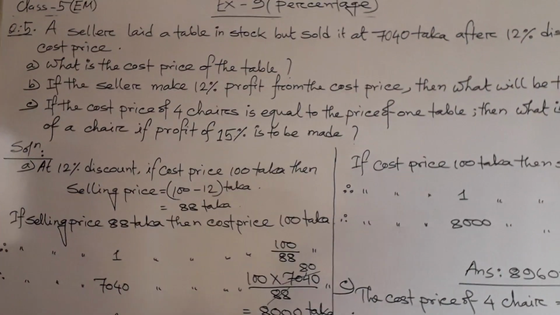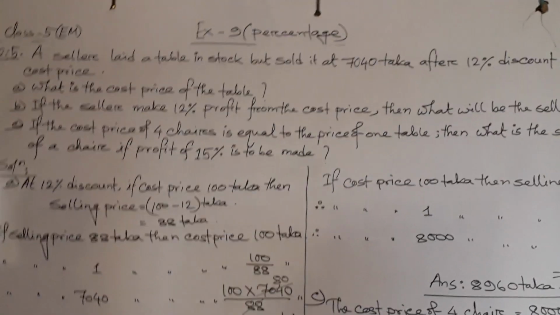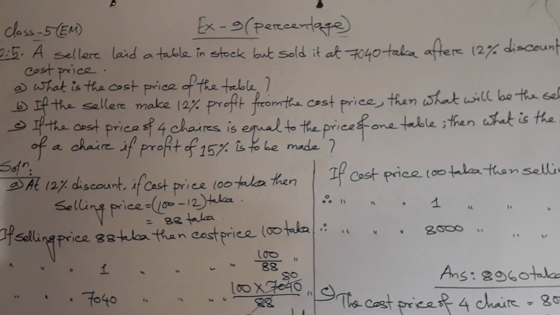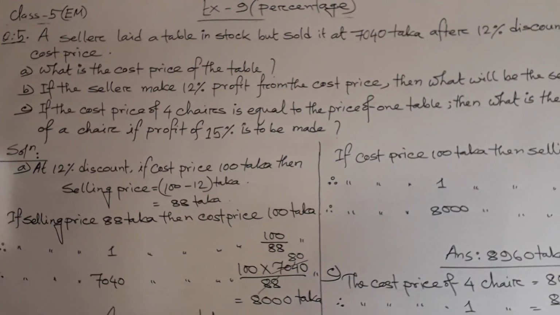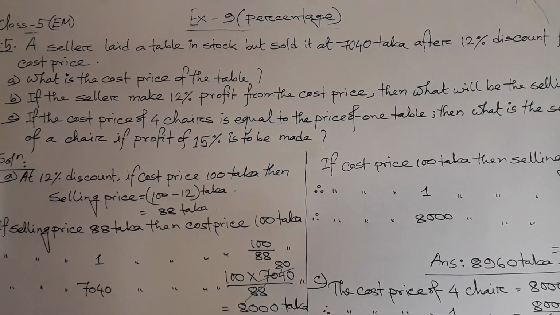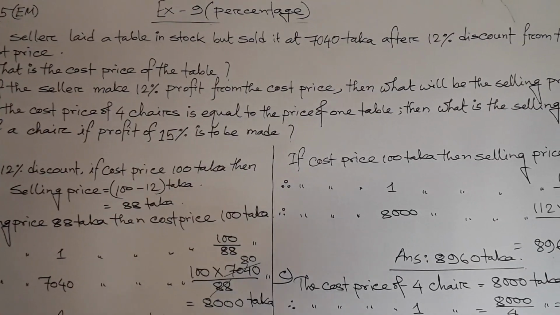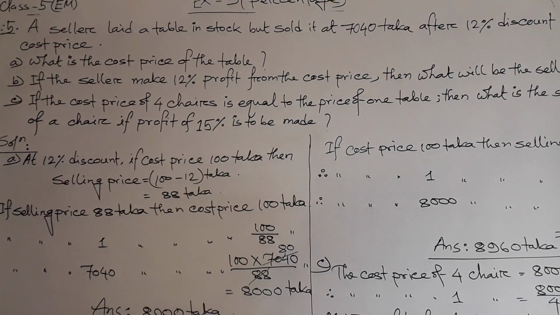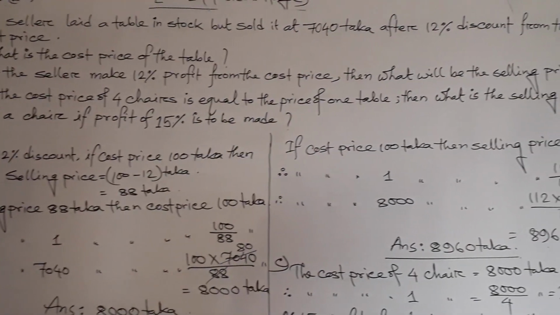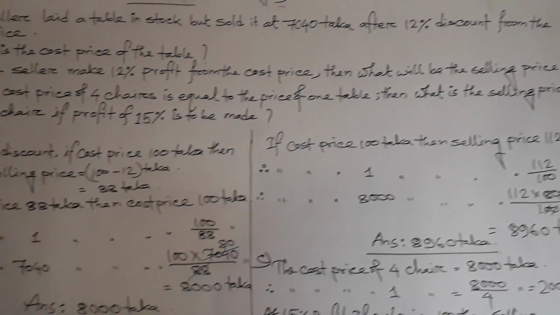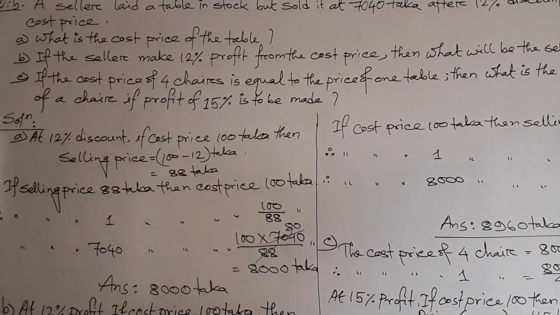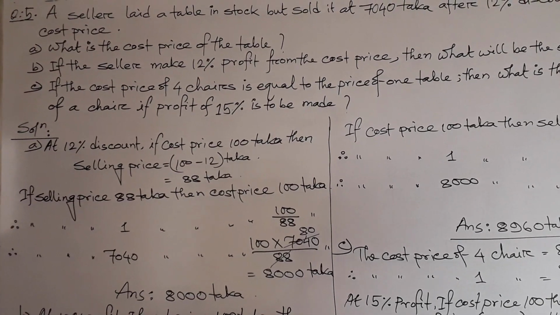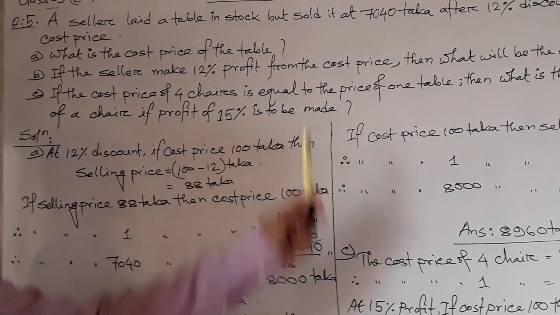Question A. What is the cost price of the table? Question B. If the seller makes 12% profit from the cost price, then what will be the selling price? Question C. If the cost price of 4 shares is equal to the price of one table, then what is the selling price of a share? What is the cost price of a share if a profit of 15% is to be made?